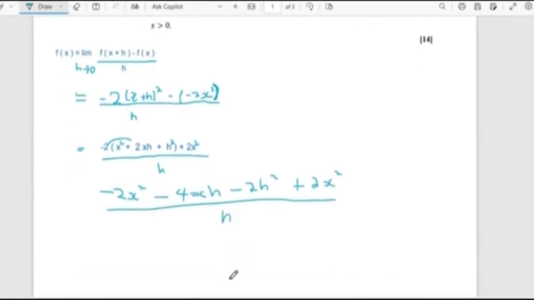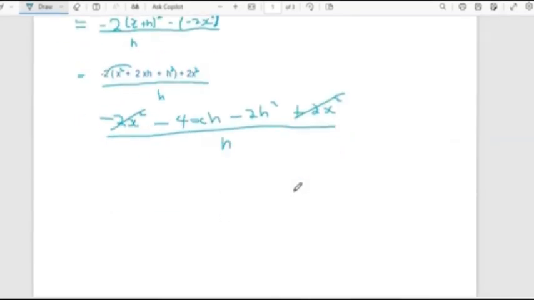Now, when you get to this step, most importantly, what you need to know is that your values which do not have the variable h would have to cancel out one another. Let me show you what I'm talking about. Can you see here we have minus 2x squared? It doesn't have the variable h, the same way as minus 4xh has. So I'm expecting it to cancel out with something else, and in this case, it's going to cancel out with plus 2x squared. Now, you must be left with only values which have the variable h. Now, I'm left with minus 4xh minus 2h squared, all over h.